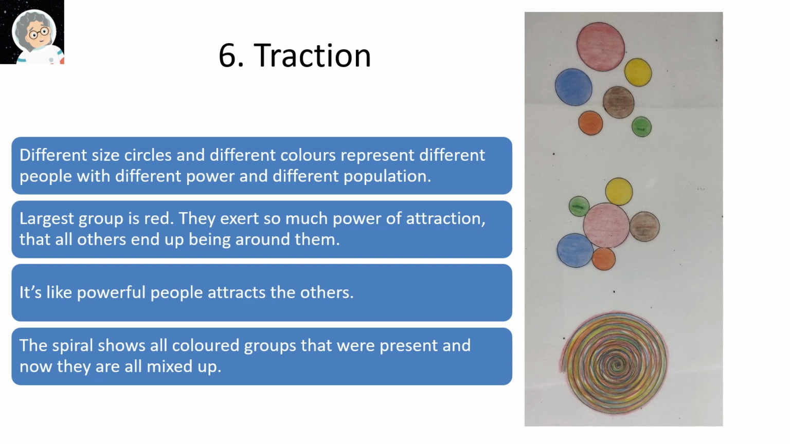6. Traction. Different size circles and different colors represent different people with different power and different population. The largest group is red. They exert so much power of attraction that all others end up being around them. It's like powerful people attract the others. The spiral shows all colored groups that were present and now they're all mixed up.